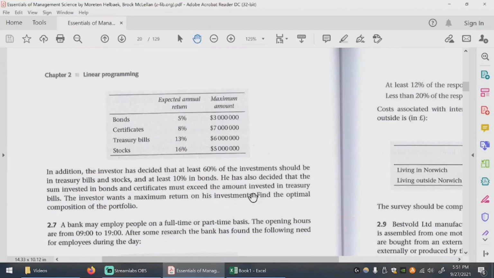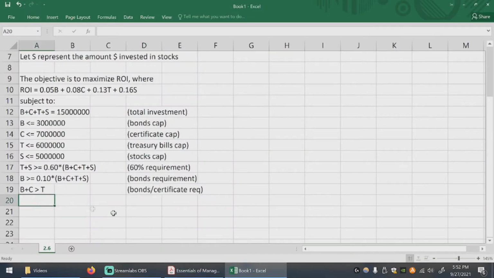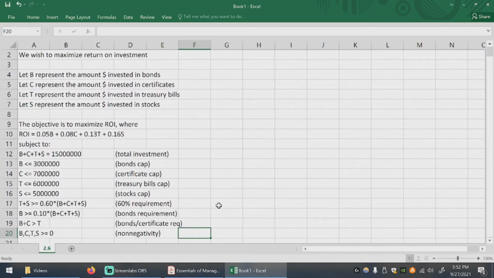We've clearly reached the end. Then he talks about the objective function, blah, blah, blah. I'm, of course, looking for the optimal composition. One thing's missing, which is my non-negativity requirement. Write that in. Right bracket, yeah. Non-negativity. Boom. There it is. I'll zoom out. There it is. That's my formulation. It's beautiful.